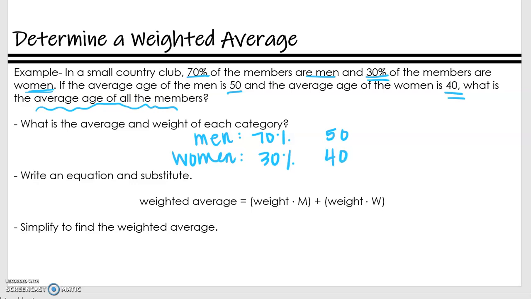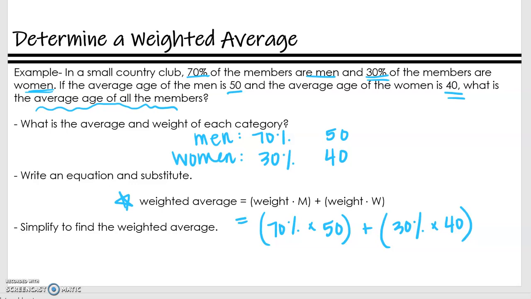Okay, so here's the equation we're going to use right here. We're going to take their weight, meaning their percentage, and we're going to multiply that by the number. There's 50 of them. Then we're going to add that to the women's percentage and multiply that by how many there are. Okay. Remember that when you are using percentages, that really means 70 out of 100.